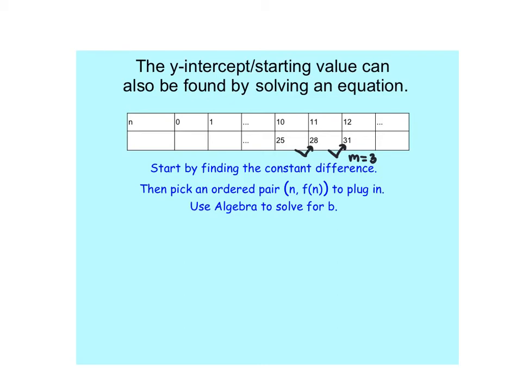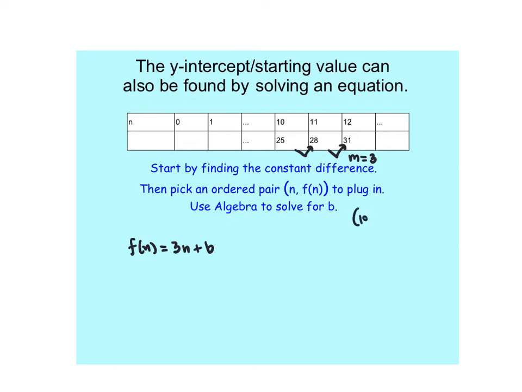So, for example, let's write a general formula for our sequence in this case. Well, I know that the common difference is 3 times n plus this unknown value b. I'm going to pick any one of these numbers, these ordered pairs.